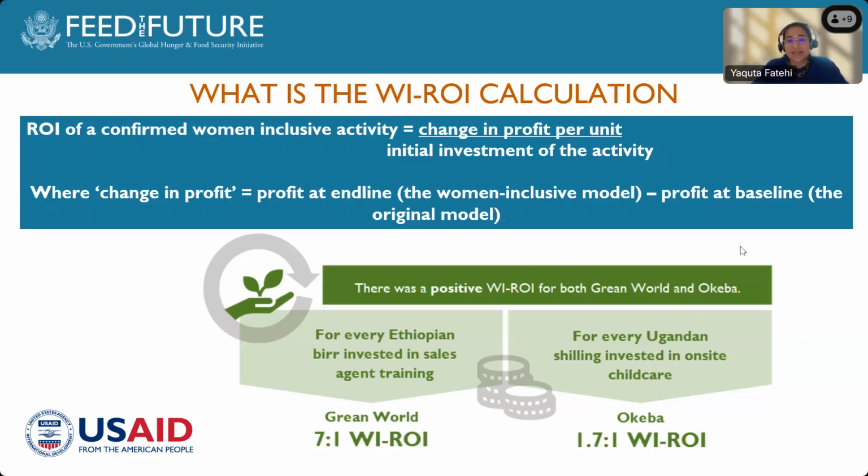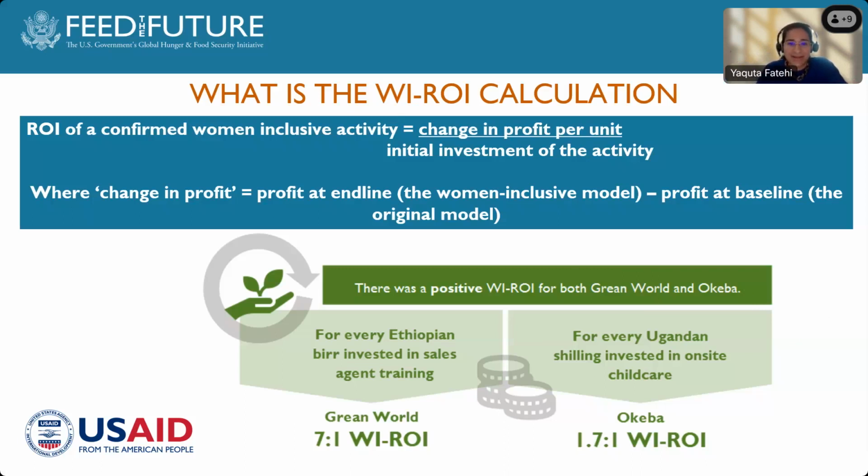So just immediately from the numerator, you can see that having distinct end line and baseline timelines and models that don't overlap enable a more straightforward calculation. Now, the denominator is the initial investment cost to implement the gender inclusive operation. So again, in Green World, it's implementing the women's sales agent model. In Okeba, it's setting up and running the childcare services.